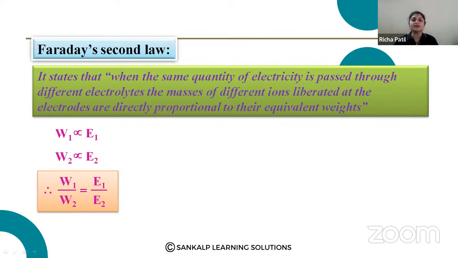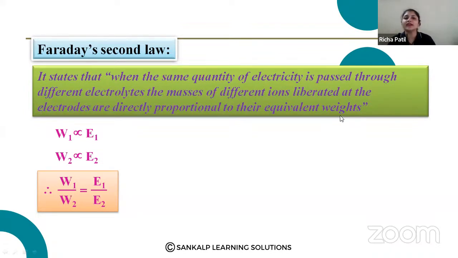So the statement goes like this: when the same quantity of electricity is passed through different electrolytes, the masses of different ions liberated at the electrodes are directly proportional to their equivalent weights. This is the second law. So W1, you know what W1 is? W1 represents the mass, and E represents the equivalent weight.